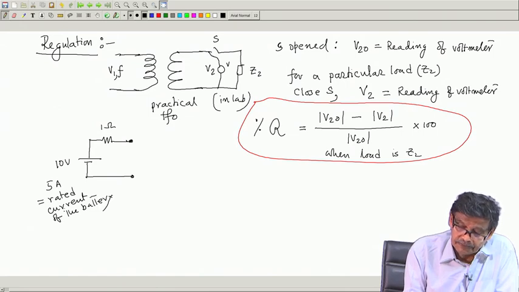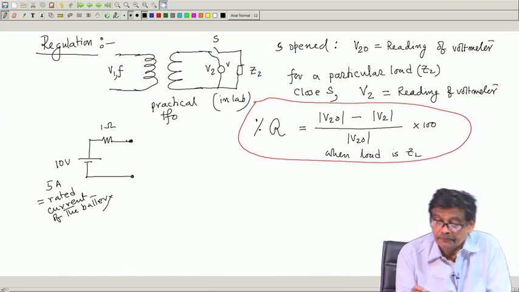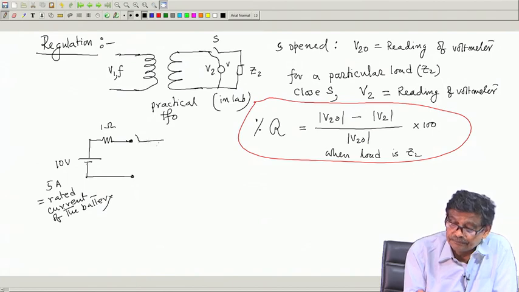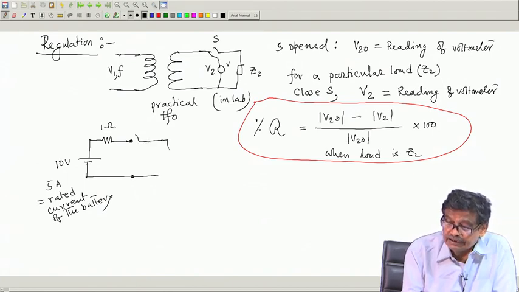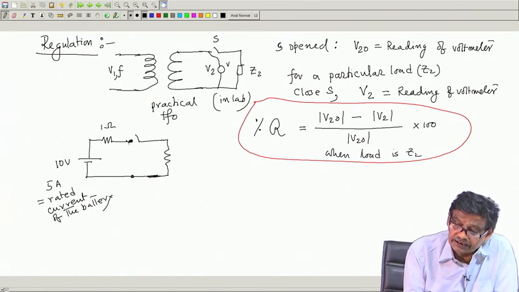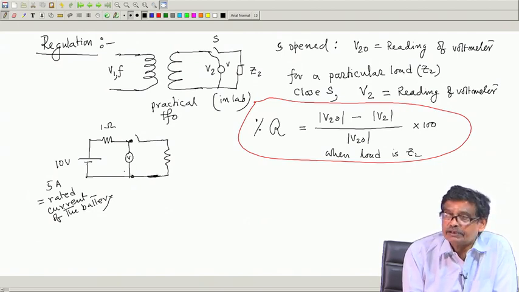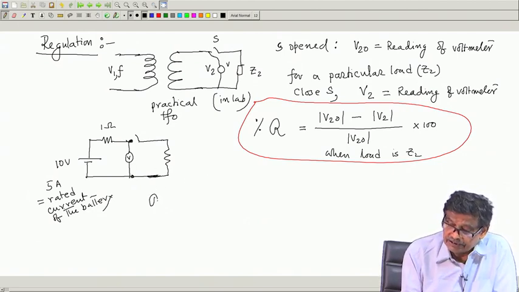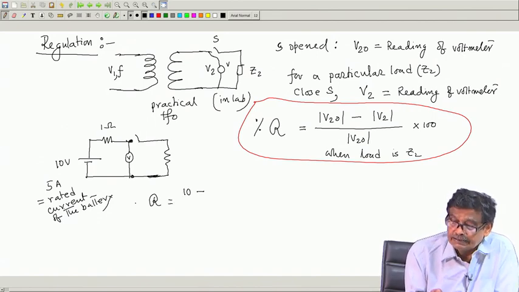But so, this is the rated current of the battery, I know. So, I have connected a switch. I will connect here a load. What should be the value of this resistance, because the battery can supply, and you connect a voltmeter here. With S opened, the reading of the voltmeter will be 10 volt, it is open circuit. So, regulation is this 10 volt open circuit voltage minus the voltage when you close this switch.